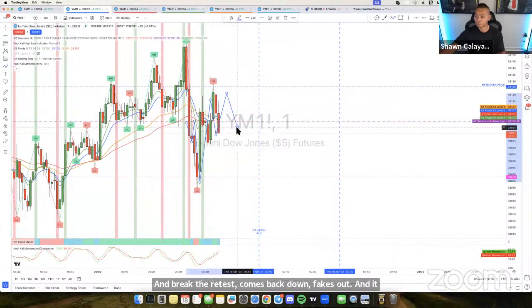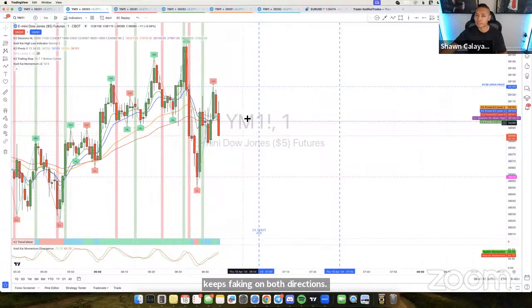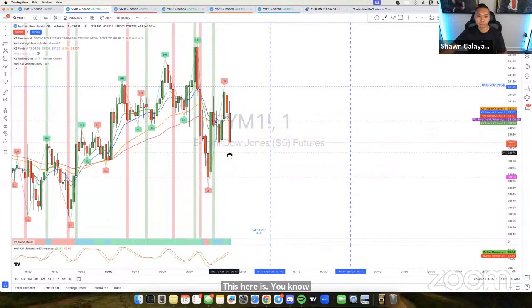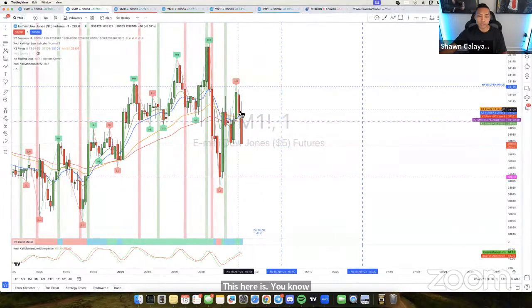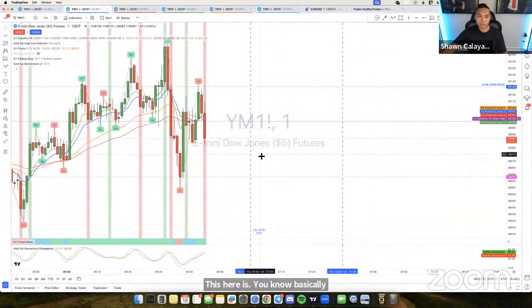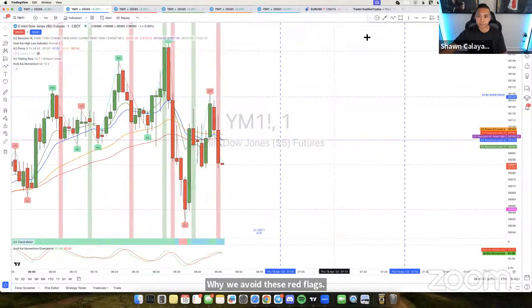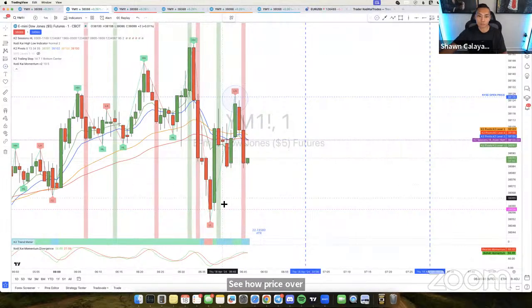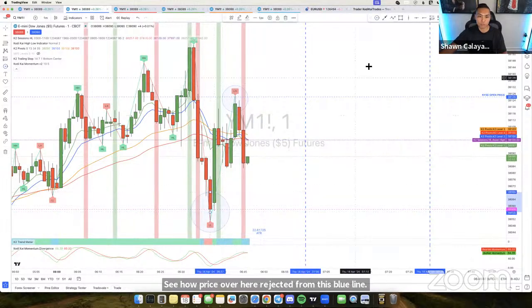So this here is basically why we avoid these red flags. So look where price is rejecting from. Let me zoom in a little bit. See how price over here rejected from this blue line, rejected from this pink line, and kind of lingered around this purple line right here.